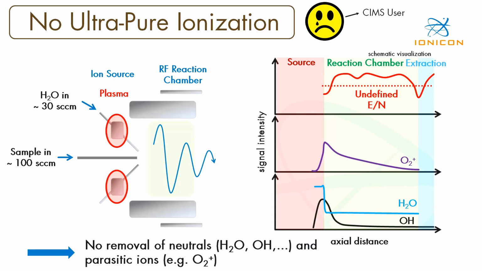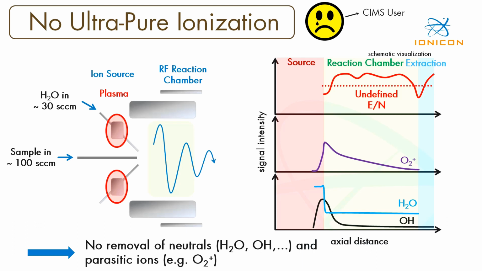Now let's have a look at how a not so ultra-pure ionization can look like. Therefore, I have schematized the ionization process of a different CIMS that is also called PTR-MS by its manufacturer. They use an off-axis ion source that is operated with up to 30 SCCM of water vapor. The plasma afterglow products are directly injected into their focusing RF reaction chamber without any physical removal of any neutrals or parasitic ions.